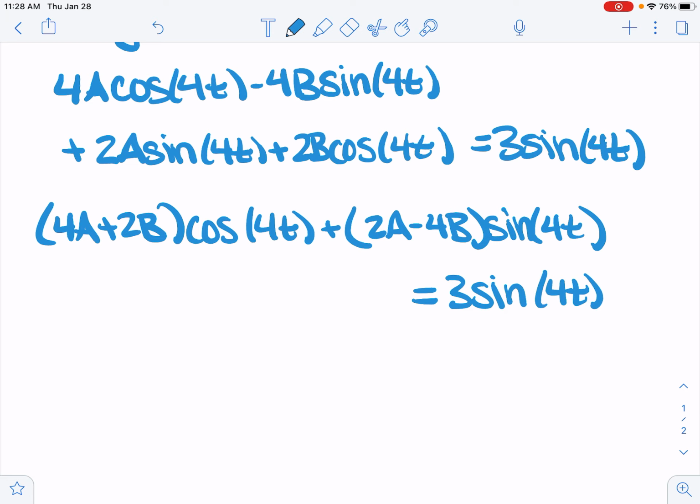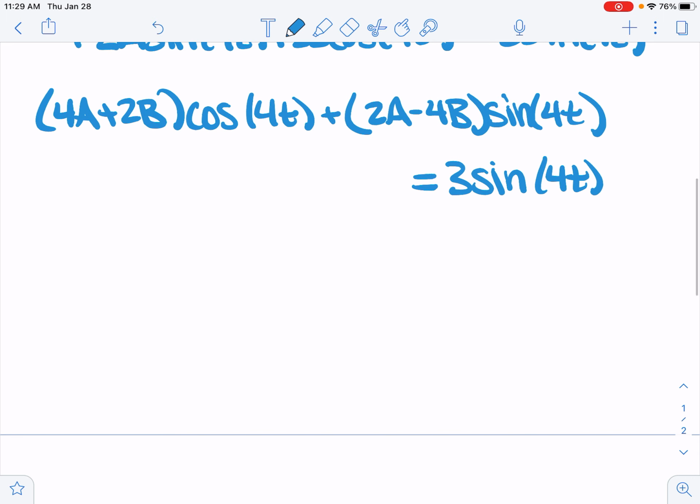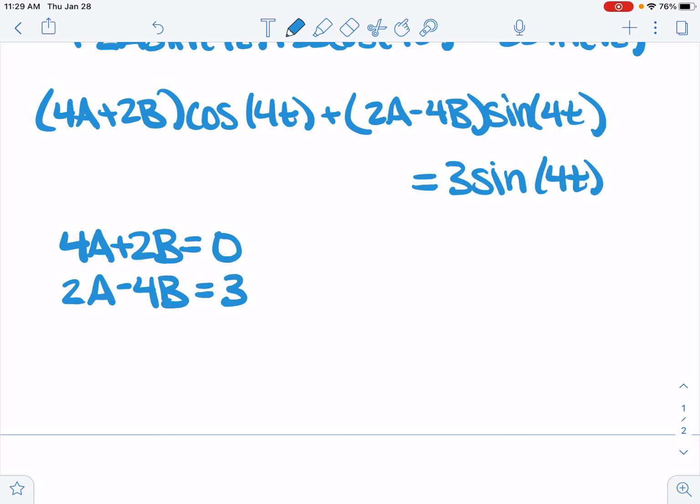Now we're going to equate coefficients. There is no cosine on the right-hand side, so the coefficient of the cosine has got to be 0 to match the 0 cosines on the right-hand side. So 4A plus 2B equals 0. And the coefficient of the sine must match the coefficient of the sine on the right-hand side. And so we have 2A minus 4B equals 3.